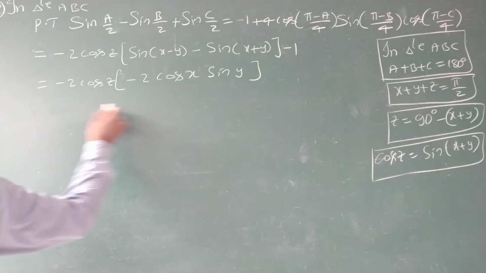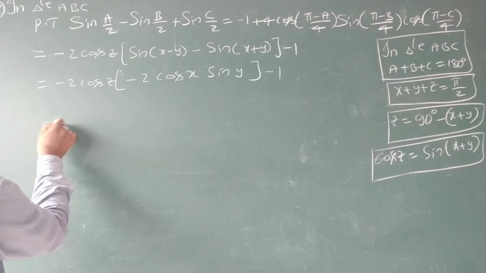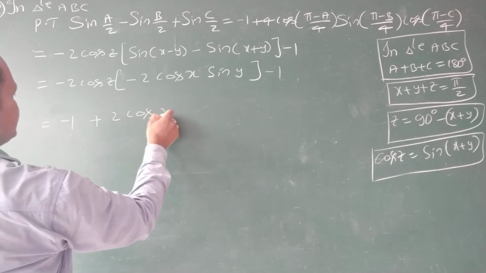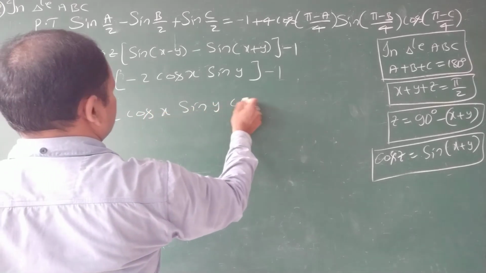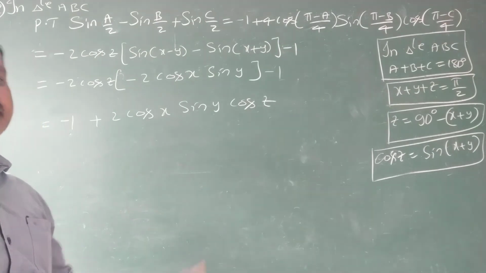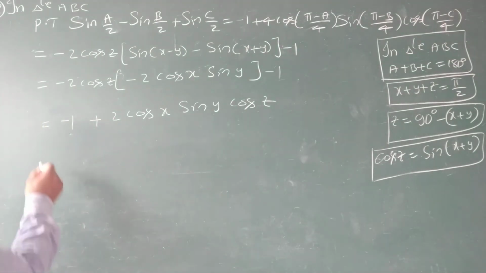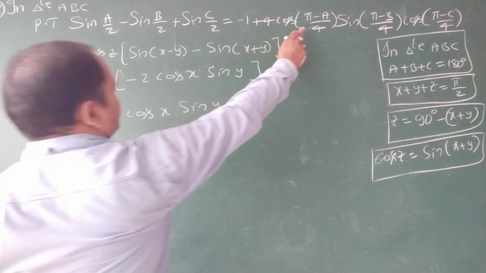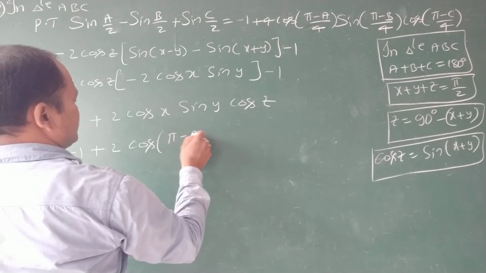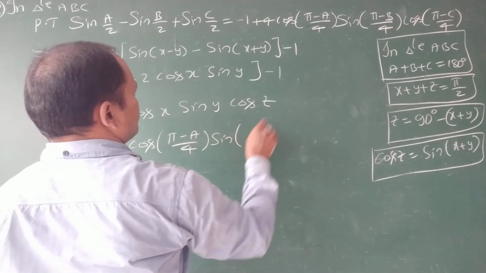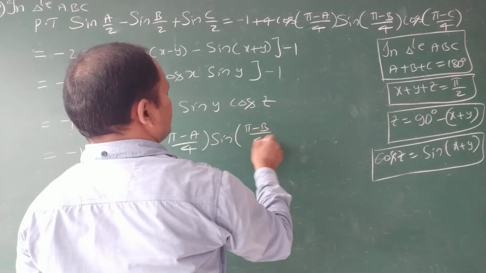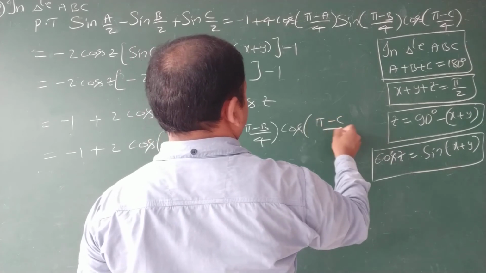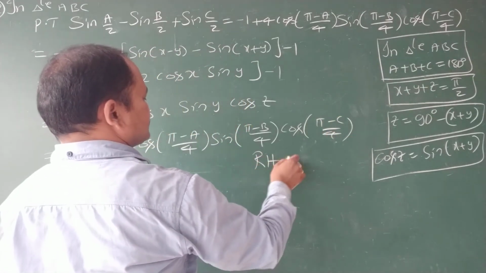That's why here it is minus 1. Now we have to write minus 1. So minus minus plus 2 cos x sin y cos z. Actually, what is x? Already assuming, x is pi minus a by 4, and y is pi minus b by 4, and z is pi minus c by 4. That's all. Now this is RHS.